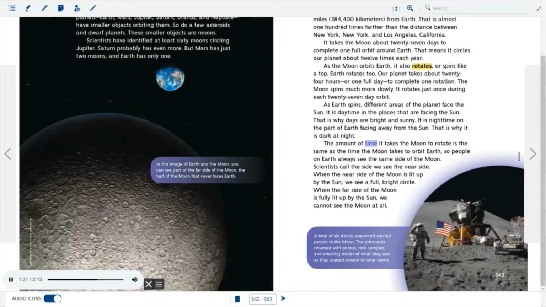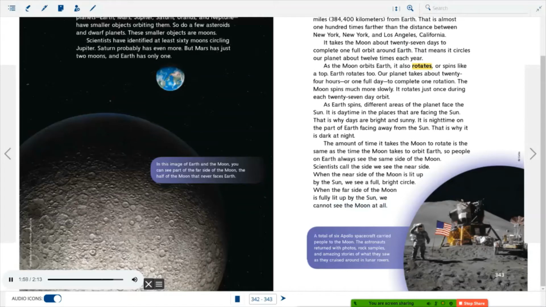The amount of time it takes the moon to rotate is the same as the time the moon takes to orbit Earth, so people on Earth always see the same side of the moon. Scientists call the side we see the near side. When the near side of the moon is lit up by the Sun, we see a full, bright circle. When the far side of the moon is fully lit up by the Sun, we cannot see the moon at all.